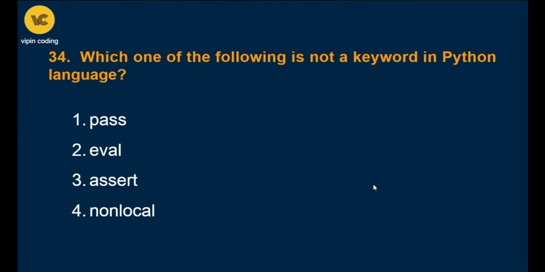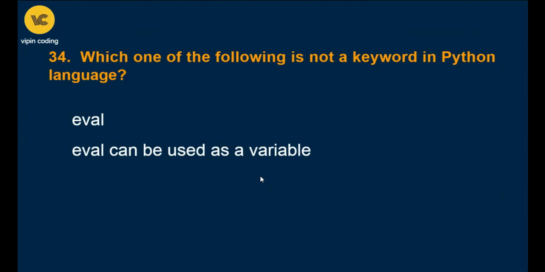Next question is, which of the following is not a keyword in Python language? First one is pass, second is eval, third is assert, fourth is nonlocal. Let's see the answer. Our question was, which one of the following is not a keyword in Python language? The answer for this is eval. Eval can be used as a variable.